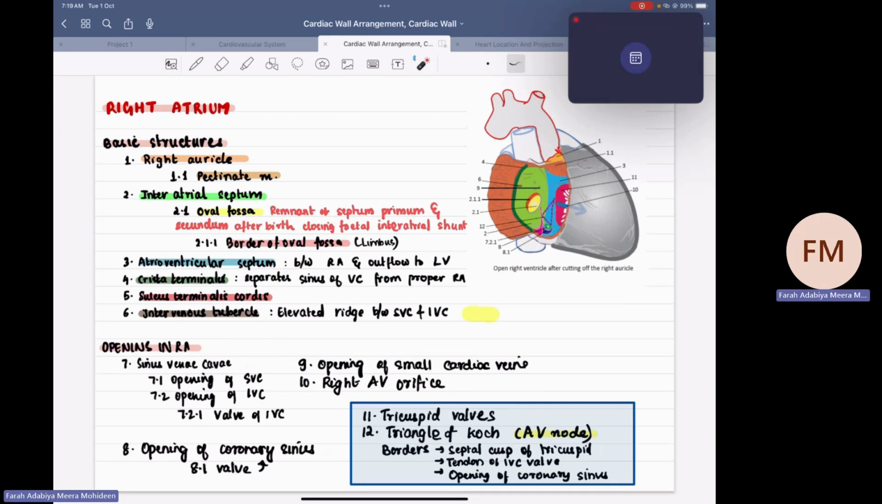Now, openings in the right atrium. Sinus venarum cavarum, right, which is your opening for the two veins that supply blood into your right atrium, your superior vena cava and your inferior vena cava. And veins have valves to prevent the backflow, right? Then you also have the opening of the coronary sinus, which also has a valve. Now, coronary sinus is where your coronary veins drain and it supplies the heart, right? Then you have openings for your small cardiac veins and your right AV orifice. Now, apart from that, it's the tricuspid valve and the triangle of Koch. It's important. The borders are important.